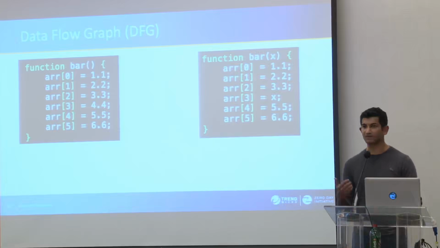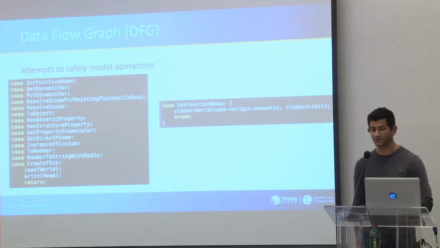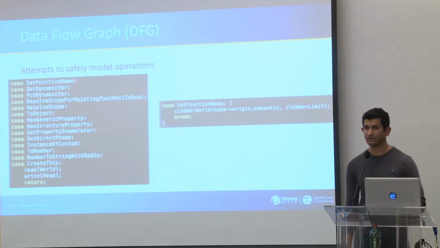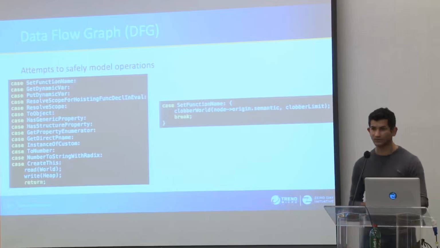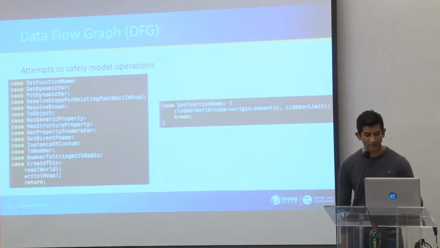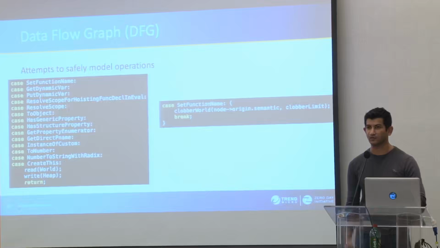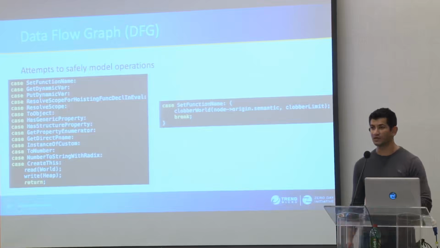And the way it does at least some of this is with 2 different giant switch statements. One is in DFG clobberize, and then one is in DFG abstract interpreter. Both attempt to safely model all the operations of any bytecode that it tries to execute. The worst cases are shown here, where you have some switch case statements, and then you end up in a call to read world and write heap, or you end up in a call to clobber world. The read world, write heap basically says, we have no idea what this operation can do.